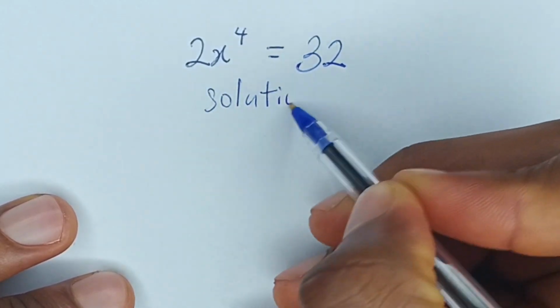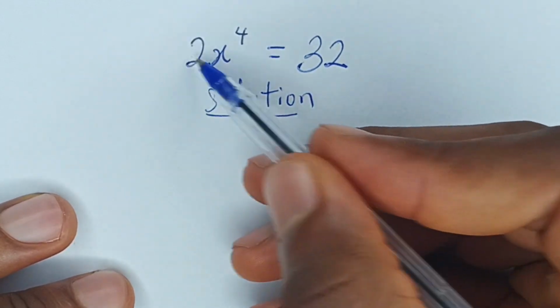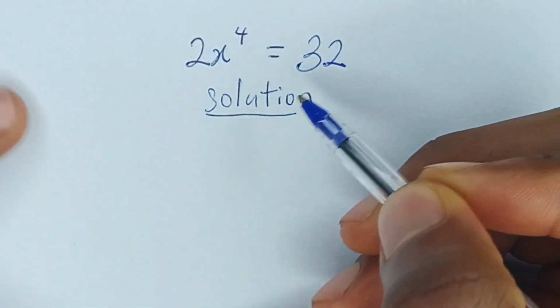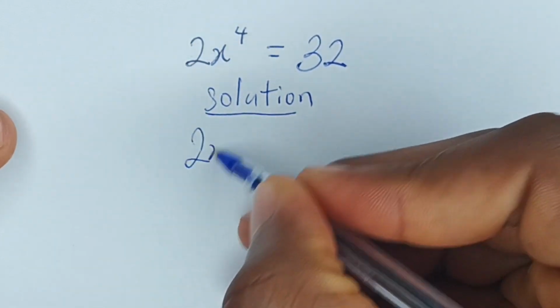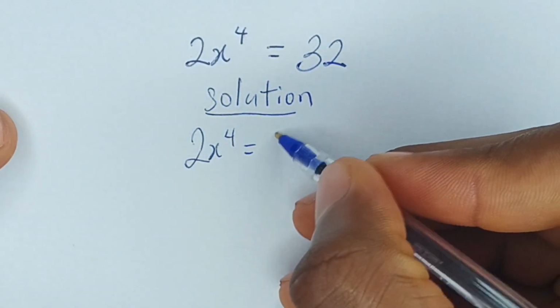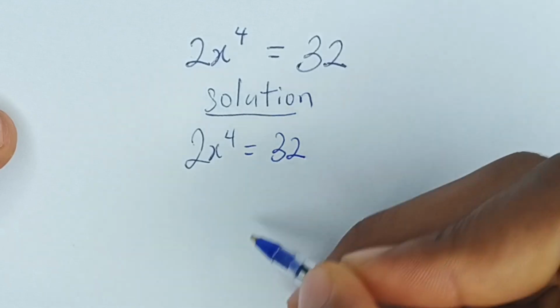Solution. It says 2x raised to the power 4 is equal to 32. How do we solve this? Now, looking at this equation, from assumption, we have to find the zeros.